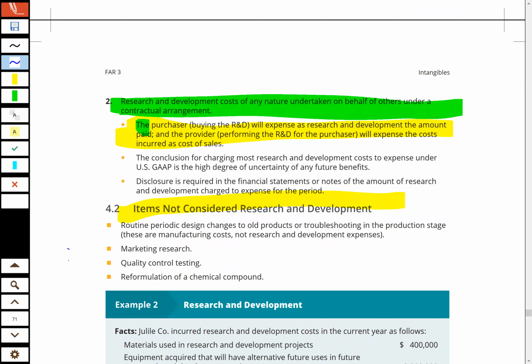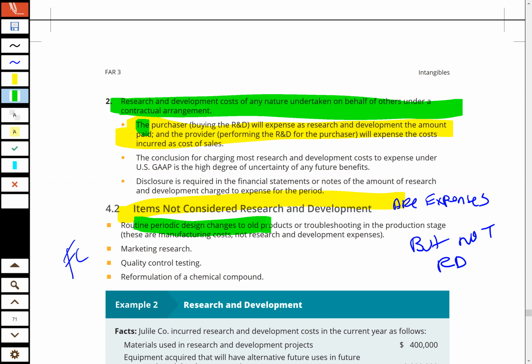Okay, now items not considered research and development, okay? And the idea here is these are expenses. Put down, these are expenses, but not R&D, okay? They are expenses, but they're not R&D. Marketing research, okay? Routine periodic design changes to old products. Okay, that means I already have a product. I'm not researching and developing.